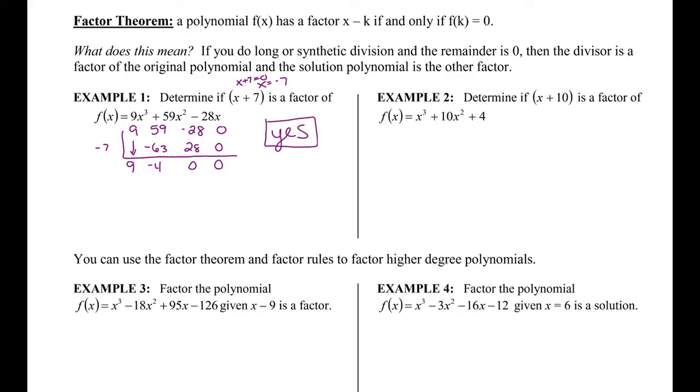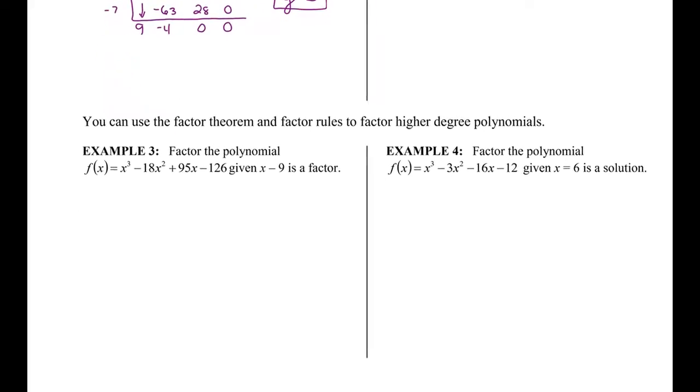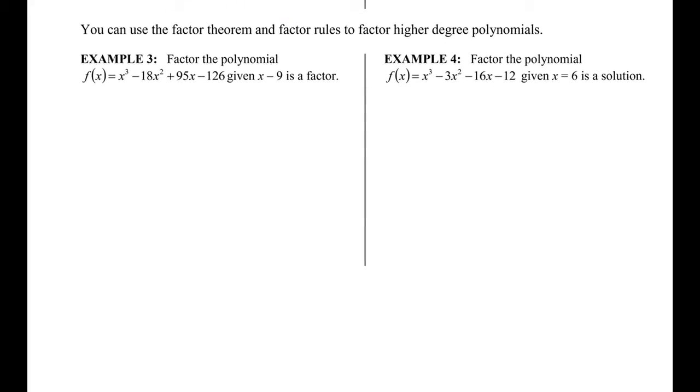Please try example 2 on your own. Determine if x plus 10 is a factor of the polynomial. You can then use the factor theorem and the factor rules to factor higher degree polynomials. So if we look at this again with example 3, 9 is going to go on the outside.